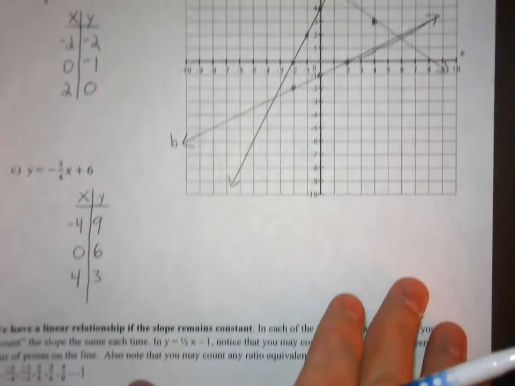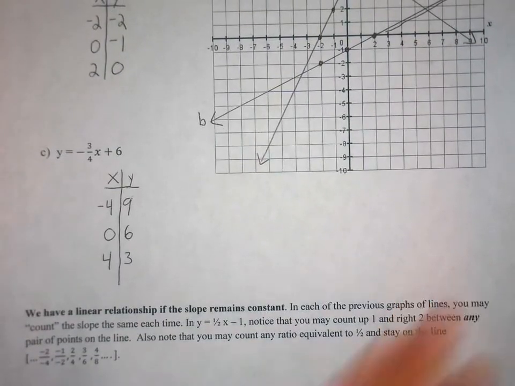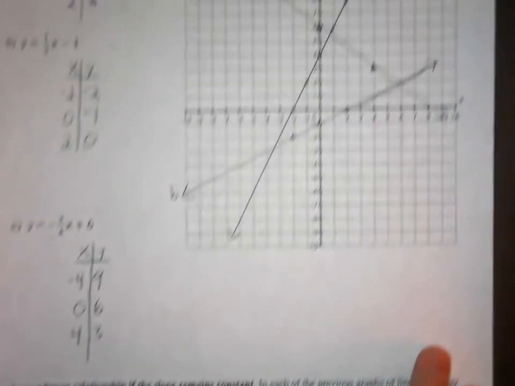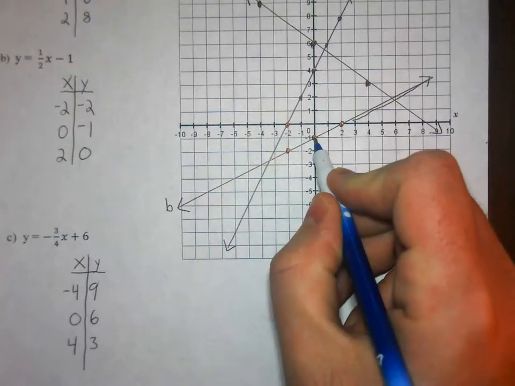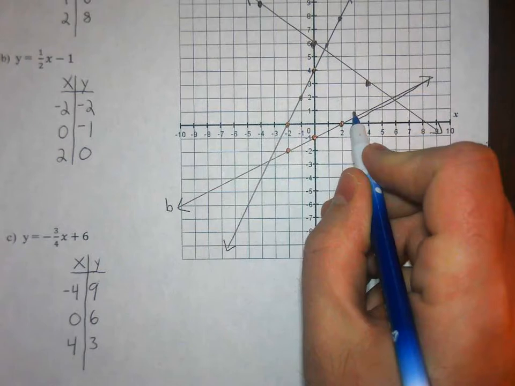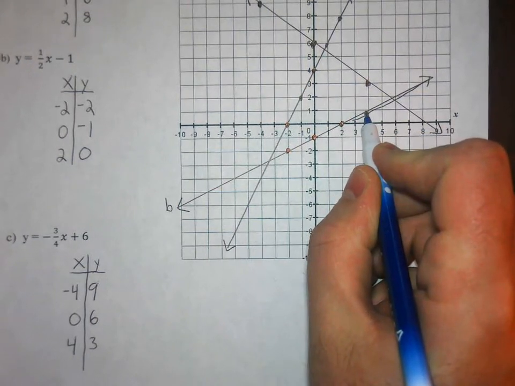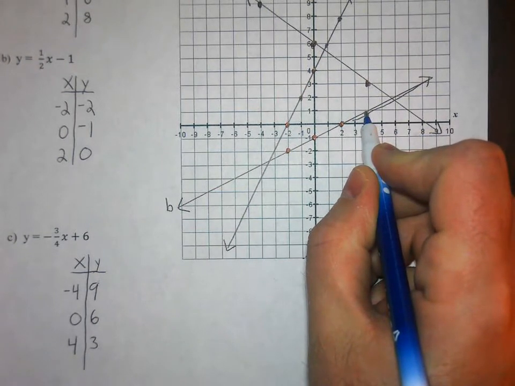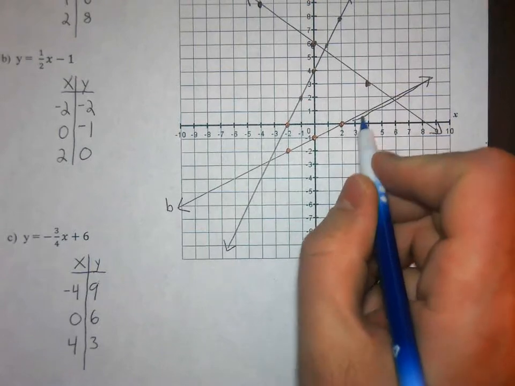At the bottom of the page, I discussed what we discussed in the previous video for slope. When we graph y equals 1/2 x minus 1, okay, notice that on that graph, we count up 1 and to the right 2 between any pair of points on the line. So that's looking at this equation here. Notice if I go up 1 to the right 2, up 1 to the right 2, that keeps us on the line. Any fraction equivalent to 1/2 will also keep you on the line.